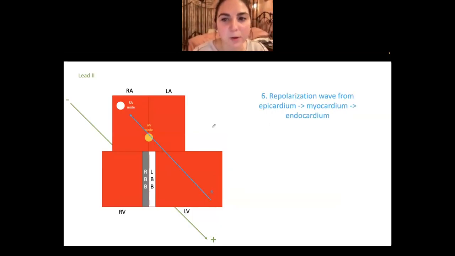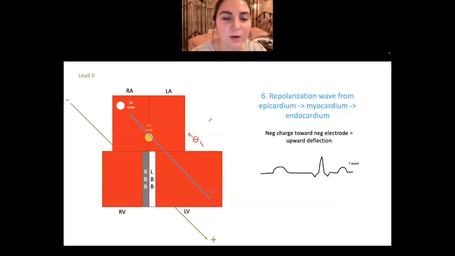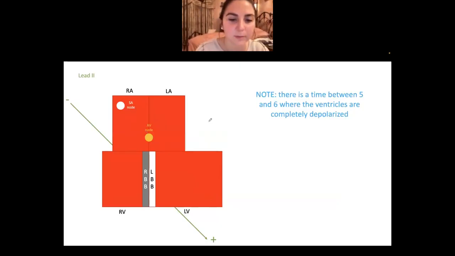And then finally, we have repolarization. And remember, repolarization now is going to move in the opposite direction. So we went from here out to here. Repolarization happens from the epicardium, myocardium, back to the endocardium. So now we have repolarization. These are negative charges moving towards a negative electrode. So that's going to present as a positive deflection. That's your T wave.